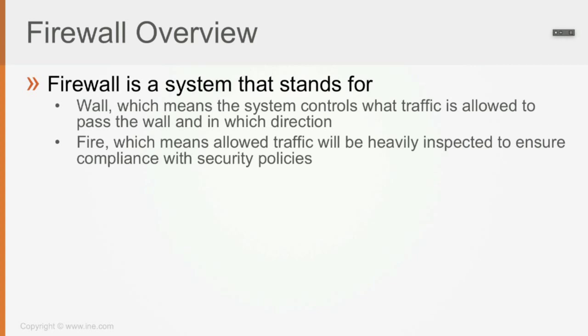So firewall is composed of two words, wall and fire. Wall means that the system controls what traffic is allowed to pass the wall and in which direction, like a regular wall. Think about back in wartime when there were walls of filtering. Few people were allowed to cross the wall from left to right, from right to left. The same thing here.